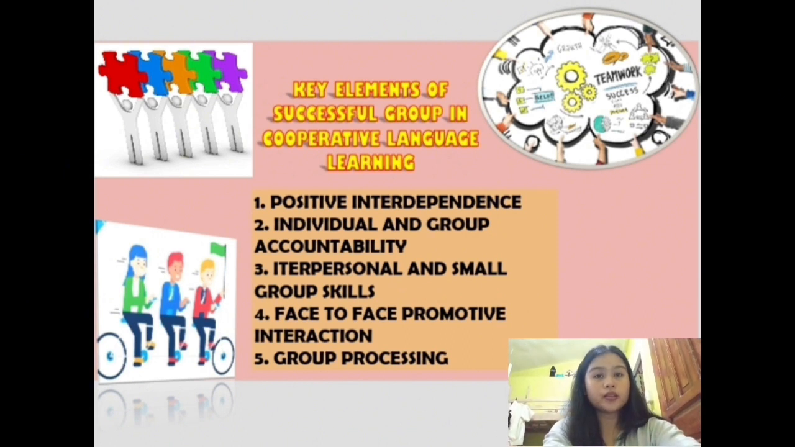The last one, group processing. In this key element, group members need to feel free to communicate openly with each other, to express concerns as well as to celebrate accomplishments. They should discuss how well they are achieving their goals and maintaining effective working relationships.